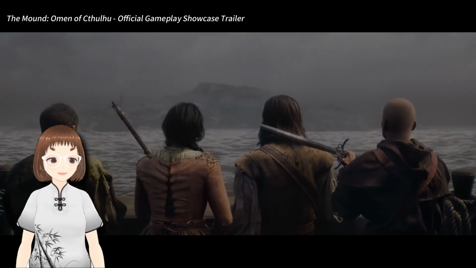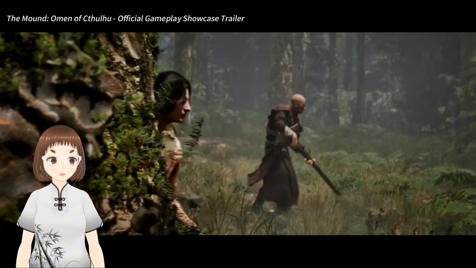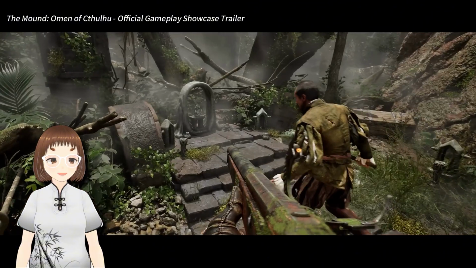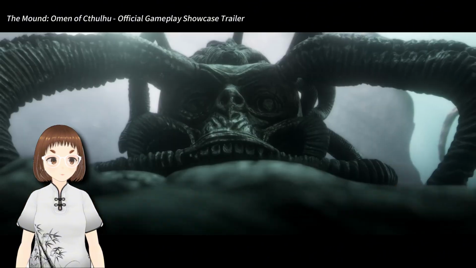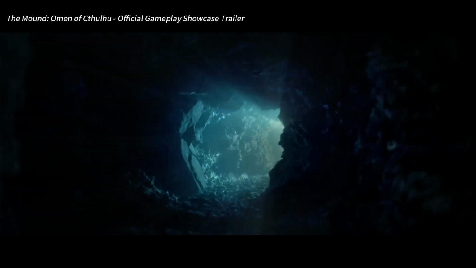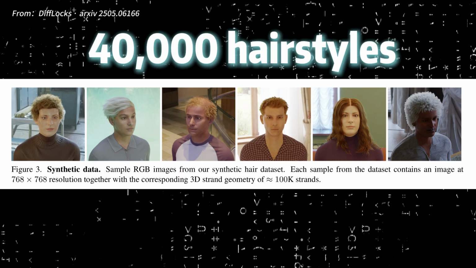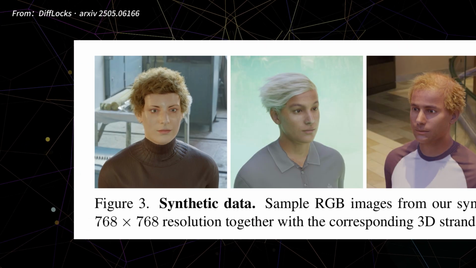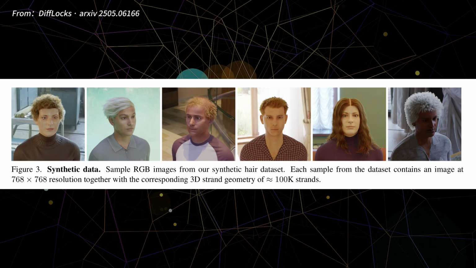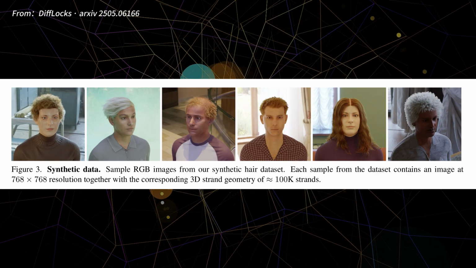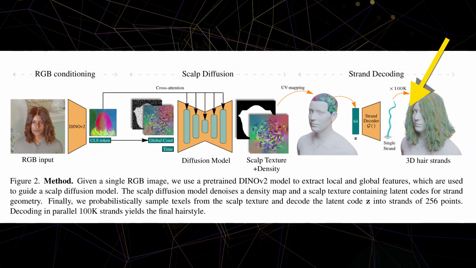And in 3D animation and 3D games, we already have plenty of such data. But for hair data itself, there is still very little. So that is one of the main challenges. The authors of this paper did exactly this. They synthesized a training dataset of 40,000 hairstyles in Blender, with each hairstyle containing about 100,000 strands of hair. They trained a diffusion model on this dataset.